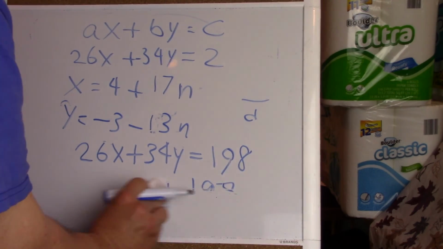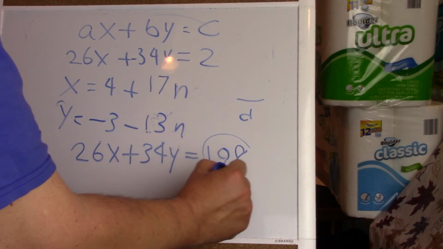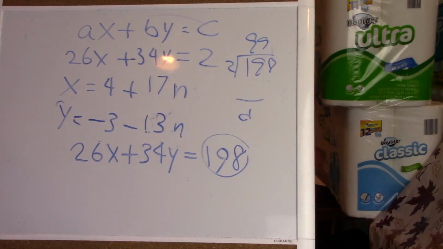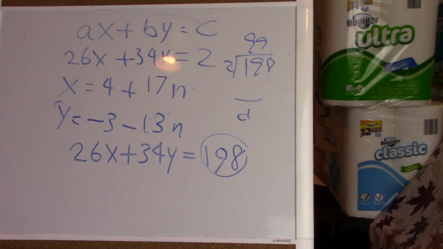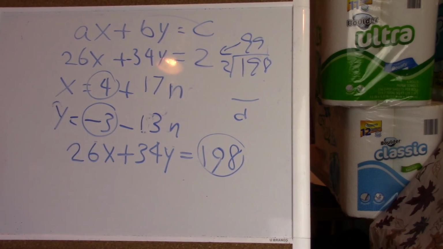And how do you find the solutions? Well, you just multiply by the factor, right? So 198 divided by 2 is 99, right? So you're going to be multiplying 99 times these numbers to get the new equation.